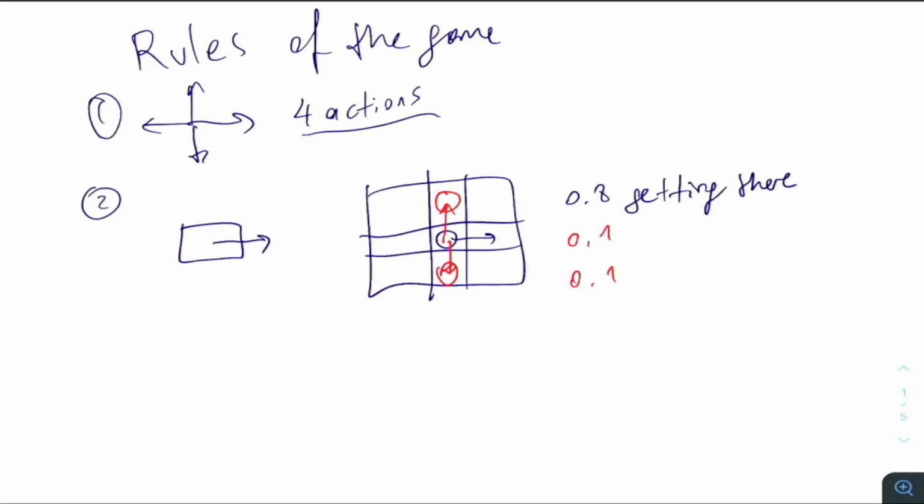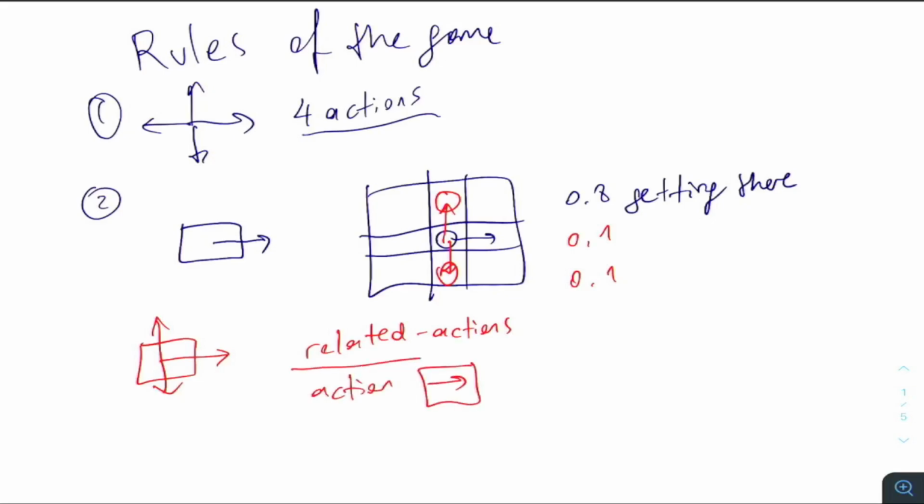Okay. And this is not only the case for going right. Whenever you try to move in the perpendicular directions, in the code I name them related actions. So we have an action, for example, going right is an action. However, for each action, there are two corresponding related actions. Here in that case, up and down.